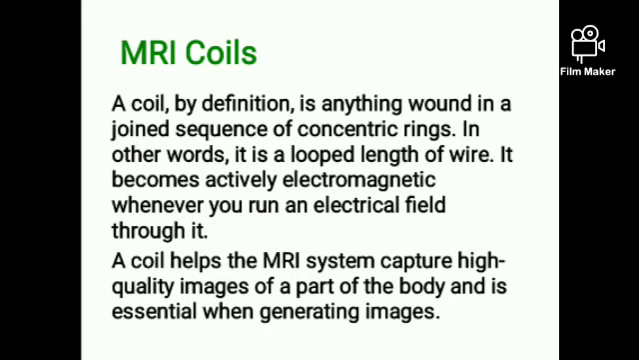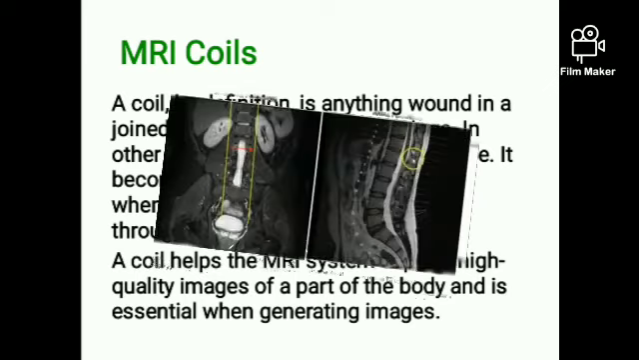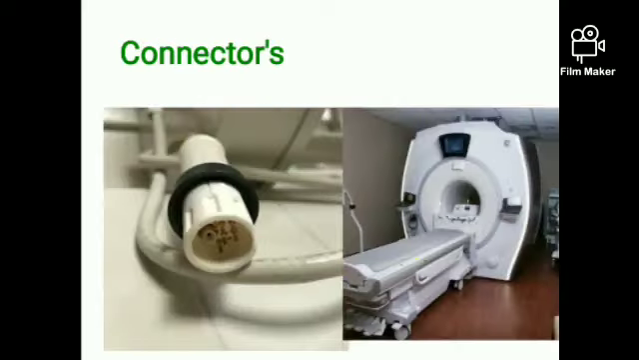So it will be a ring or circular coil, usually made of copper, and these coils will actively produce an electromagnetic wave when an electrical current is passed through them. Next, what is the purpose of an MRI coil? It allows us to capture a high quality image with good SNR for studying the better details of pathological structures.